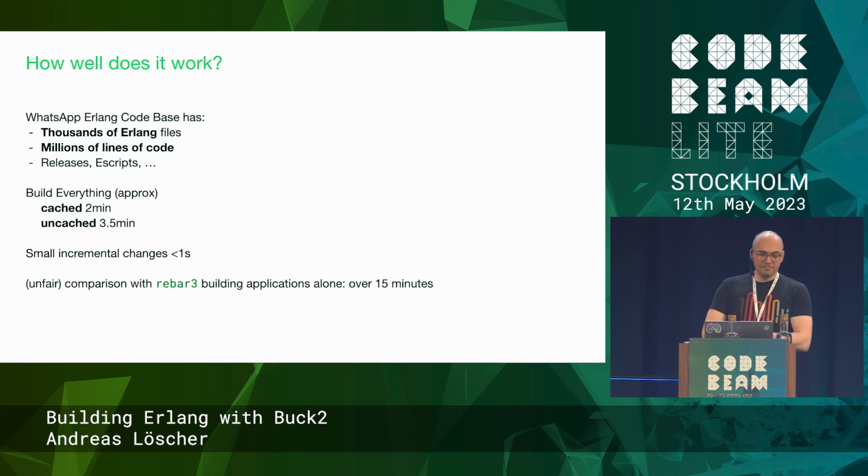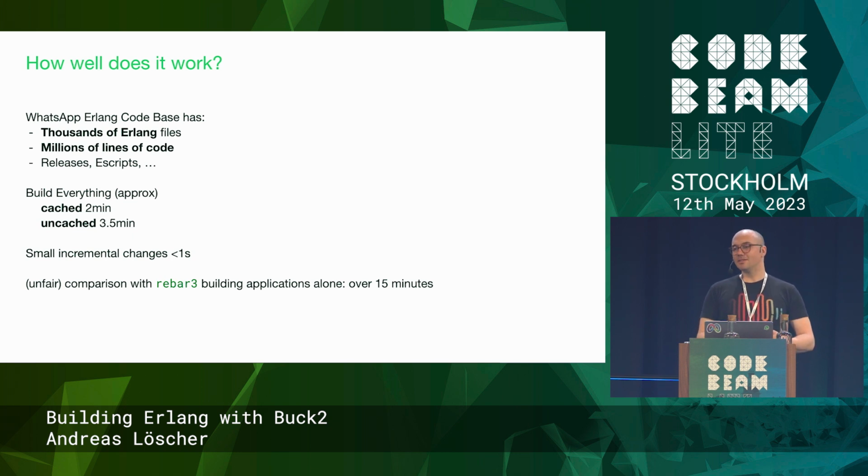So how well does it work? As a reminder, we have thousands of Erlang files. We have millions of lines of code and all of this other stuff. If we build the entire repository, currently, if everything is cached, like I check out master and I assume we have built this at some point, it takes 2 minutes to build everything. And that means all the releases, all the e-scripts, all the containers, everything. Uncached, it takes 3.5 minutes, so not quite twice the time.